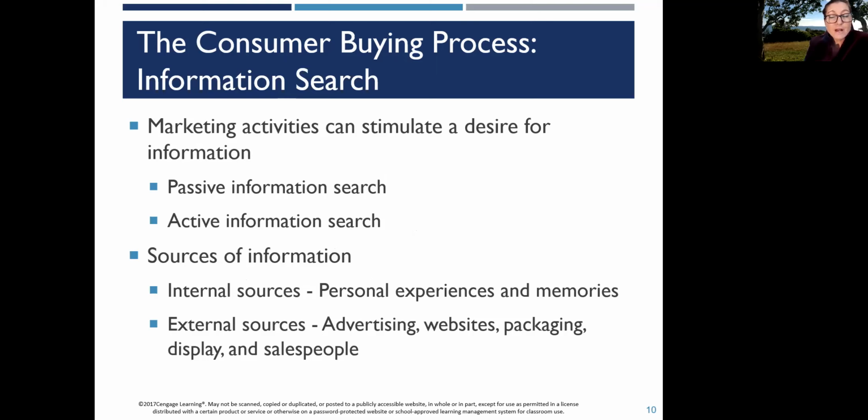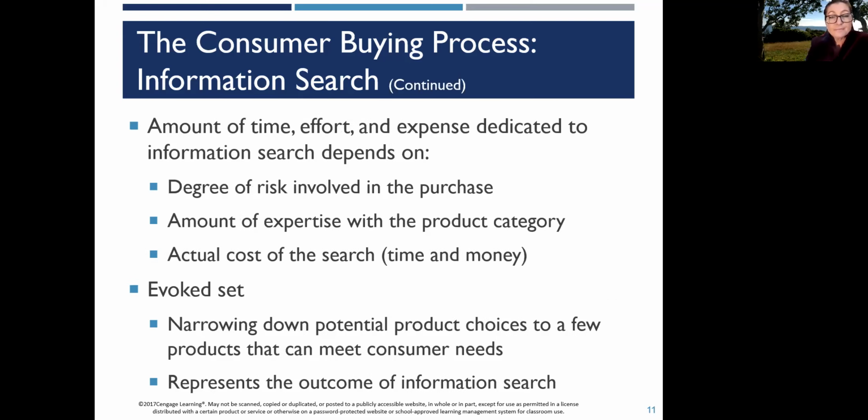Right, here's some more information about the information search process. So an information search can be a passive search. It can be an active search. As I mentioned, internal memory might be used as the source of information, or maybe the sources of information used are external and more comprehensive, including online searching, maybe talking to the salespeople, maybe looking at specific advertising.